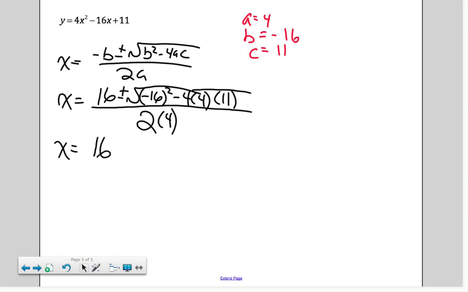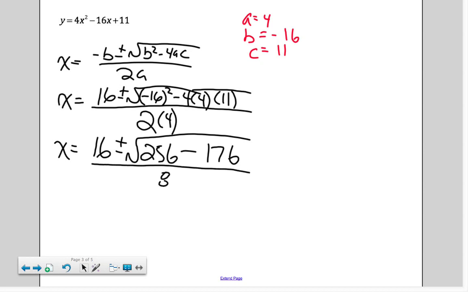This is 16 plus or minus, what's 16 squared? Somebody help me out. Oh, I know this. 256. Awesome computer number. 256 minus 4 times 4 is 16 times 11. I need help with that. 16 times 11. 176? So what was your question, Matt? Yeah. So negative 176 all over 8.